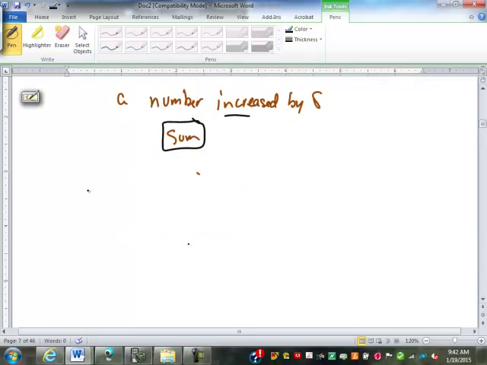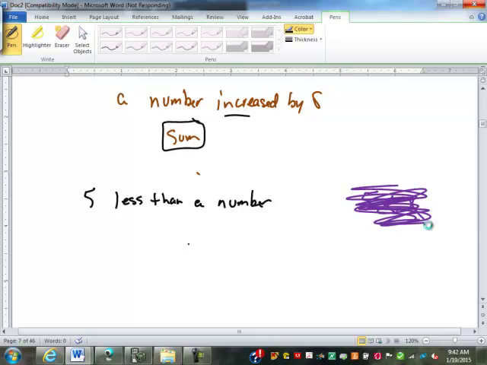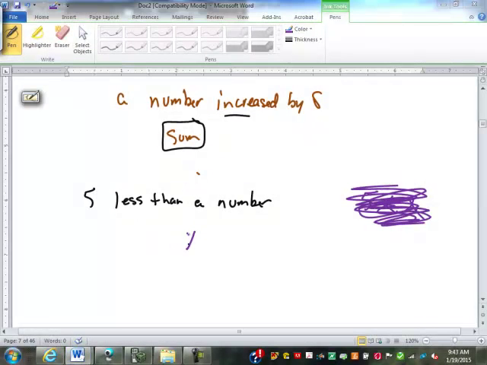We might have 5 less than a number. Now, a lot of people mistakenly do this: 5 less than a number. No, that's not what it means. It is good thinking, but it's not right. If it said 5 is less than a number, then that's what it would be. But 5 less than a number is simply X minus 5. 5 less would be subtracting 5 from it, taking 5 away from it.